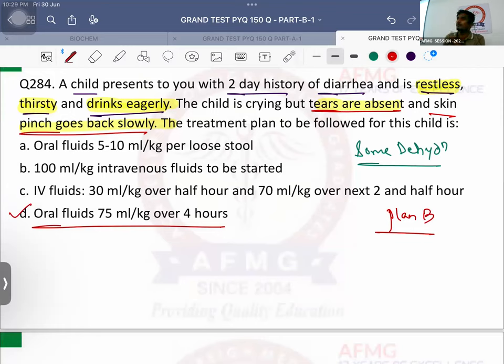Tum bologe, sir, IV kab denge? Jab bacha vomit karta. If the child is vomiting, then plan B will be shifted to IV. That's the only thing.